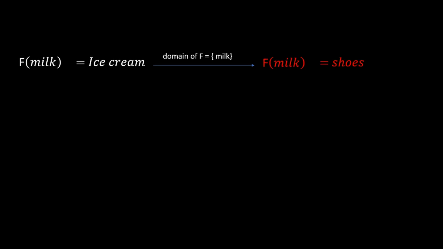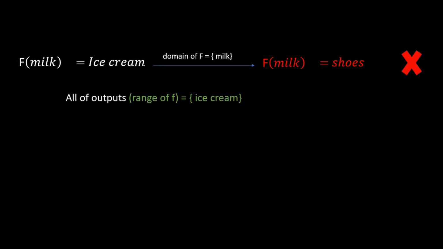Next up is the range of a function. What is the range? Well, it is all the possible outputs of a function. For example, if function f takes milk as input and gives ice cream as output, you can't expect it to give you shoes. So the range is just ice cream.